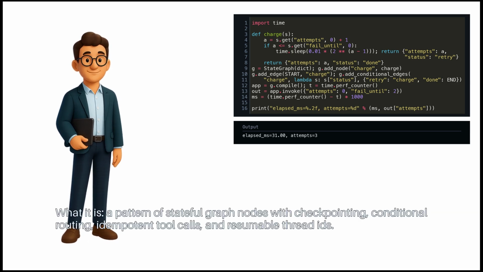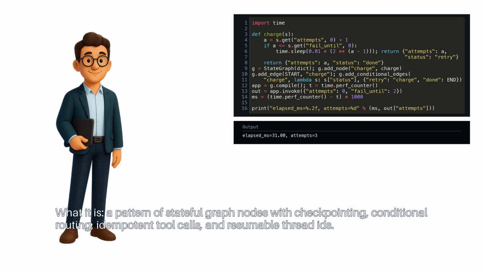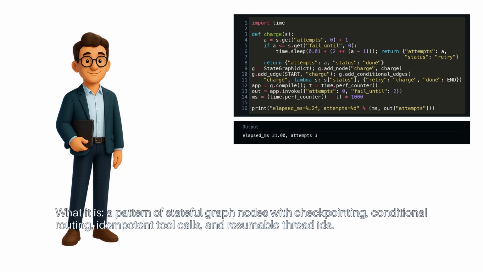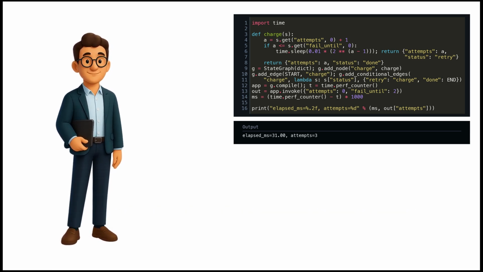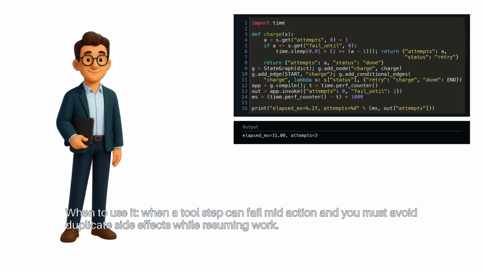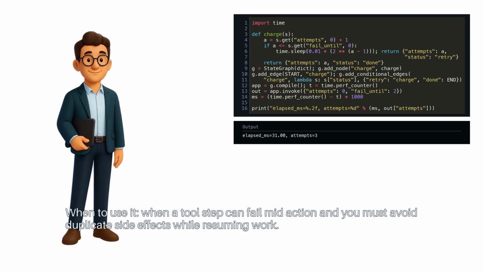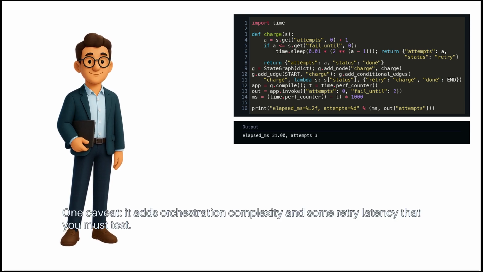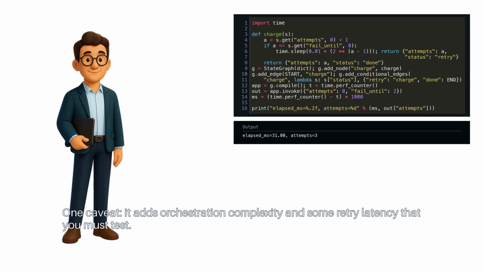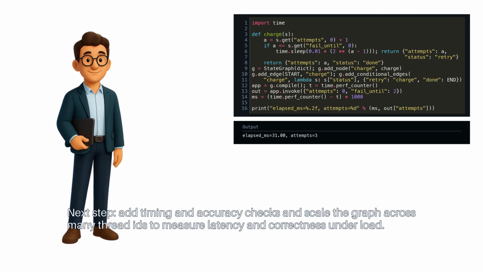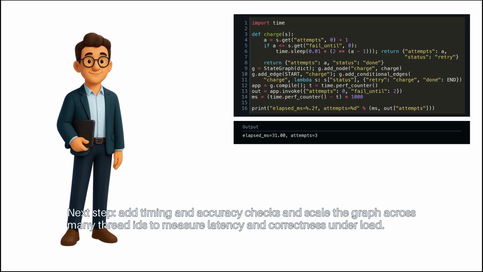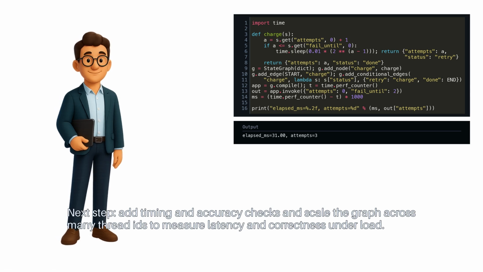Recap. What it is: a pattern of stateful graph nodes with checkpointing, conditional routing, idempotent tool calls, and resumable thread IDs. When to use it: when a tool step can fail mid-action, and you must avoid duplicate side effects while resuming work. One caveat: it adds orchestration complexity and some retry latency that you must test. Next step: add timing and accuracy checks and scale the graph across many thread IDs to measure latency and correctness under load.